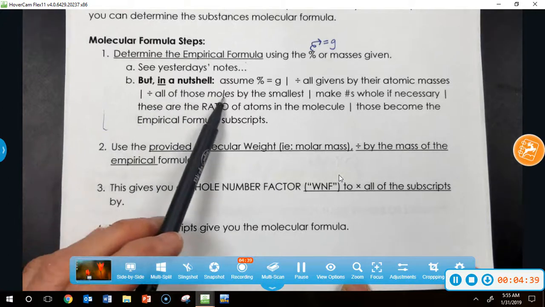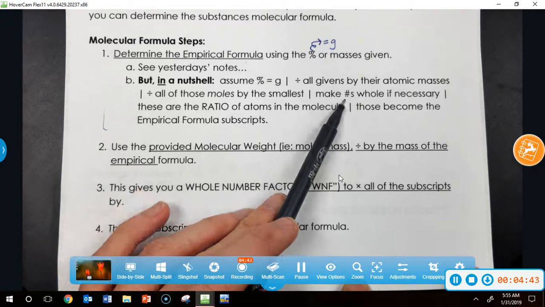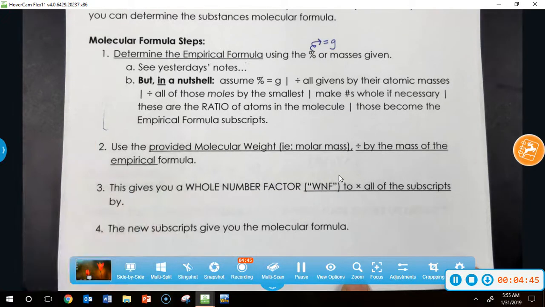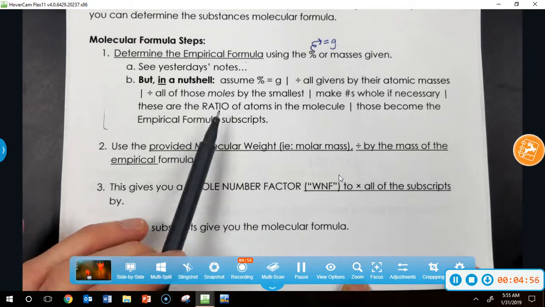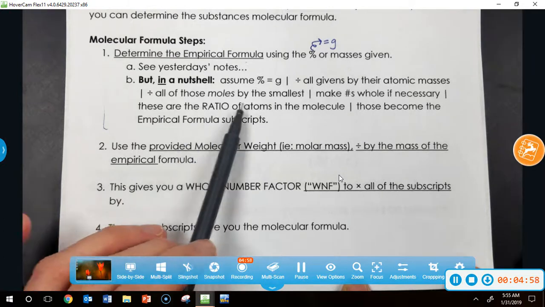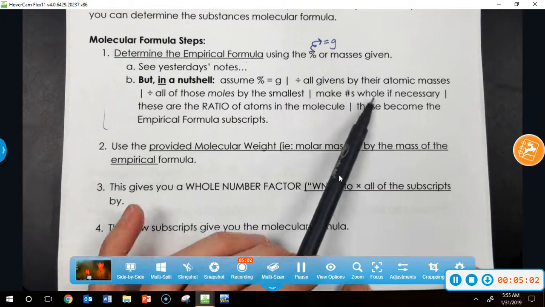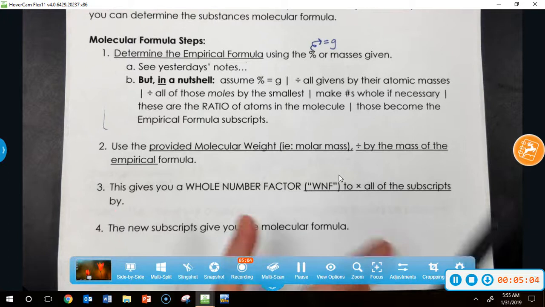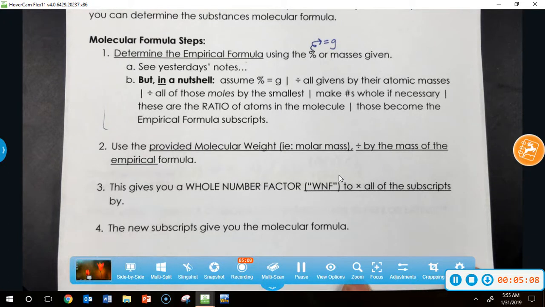Divide all of those moles then by the smallest. Make whole numbers if necessary. We wrote down our little cheat sheet on Wednesday in our notes for just common decimals you might get and how to make those whole numbers, or you could just play around in your calculator. This gives you the simplified ratio of atoms in a molecule. Okay, those numbers that you get at the very end of each of those little calculations are your subscripts for your empirical formula.